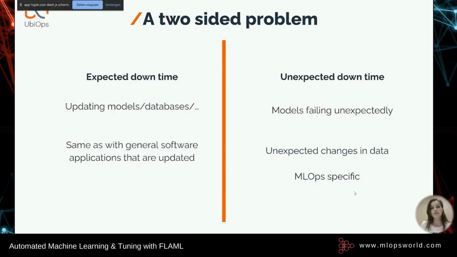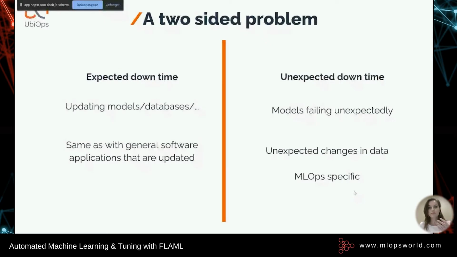However, on the other side, you all of a sudden have a big chunk of unexpected downtime, where your models can start to fail unexpectedly, maybe because of unexpected changes in data. I think of things like data drift, concept drift. Those are really MLOps specific, because when you put software engineering and MLOps side by side, MLOps and data science in general is very volatile, because the data is very volatile.